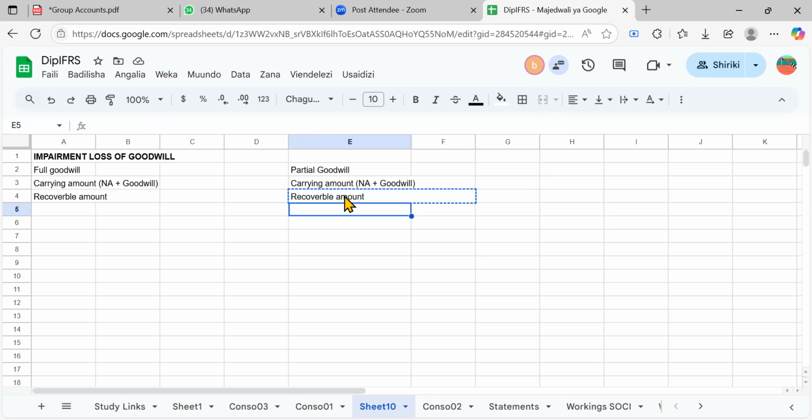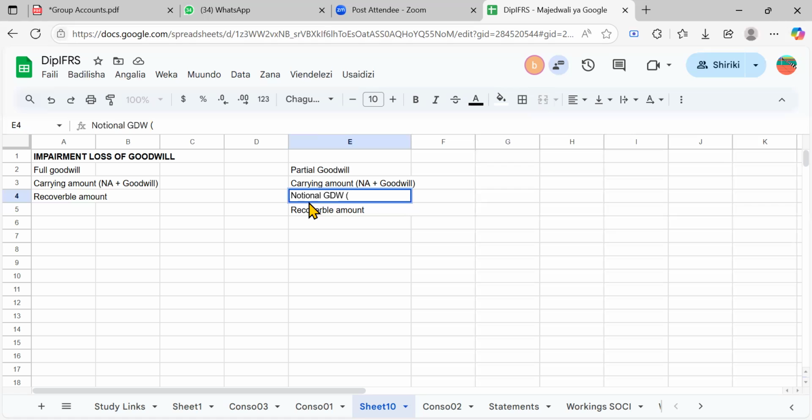In case you are dealing with partial goodwill, remember the recoverable amount is 100%, and net assets is all of the net assets, 100% too. So you'd only remain with the goodwill, maybe it's 80% or 60%. So you have to write here the notional goodwill, or unrecognized goodwill. You're forced to put something which wasn't there. So you force and put it here.